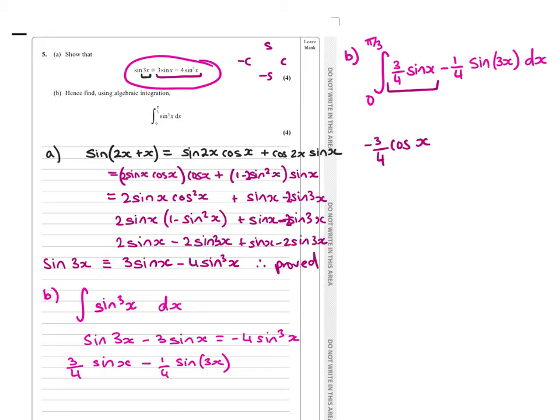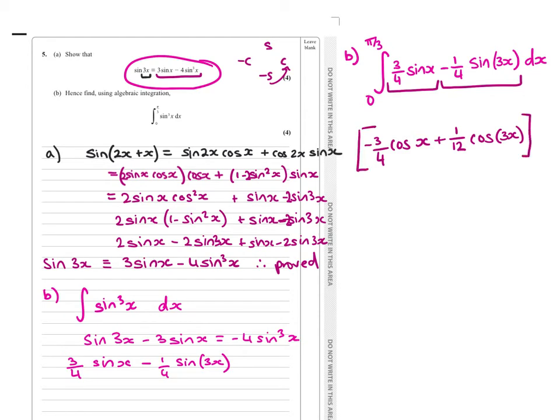Now, for the second part, this one, minus a quarter sine of 3x. So minus sine of 3x integrated is a positive cos. Okay? So we know this is going to be plus cos of 3x. But remember, we also have to, I've got a quarter, and then this is chain rule again. I divide by the differential of the bracket. My bracket is 3x. So I'm going to do a quarter divided by 3, which is actually 1 over 12.